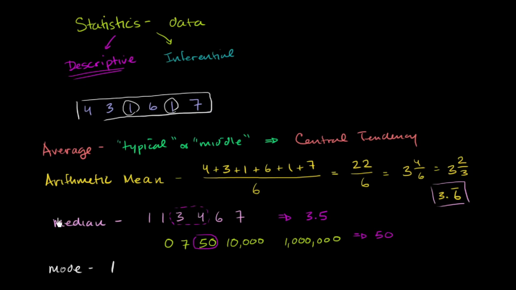So you see, these are all different ways of trying to get at a typical or middle or central tendency, but you do it in very, very different ways. And as we study more and more statistics, we'll see that they're good for different things. This is used very frequently.